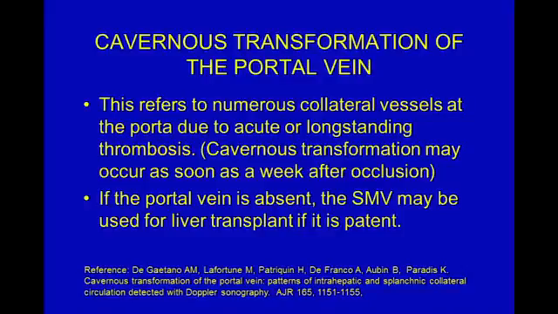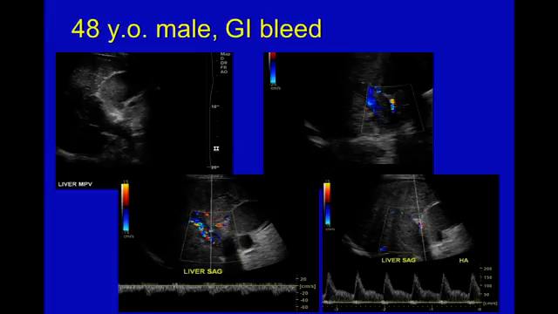And this actually refers to these numerous collaterals at the porta due to either acute or long-standing thrombosis. It can occur even as soon as a week after occlusion. And if the portal vein is absent, you can consider using the superior mesenteric vein if you need something for a liver transplant. You just have to check that to be sure that it's patent.